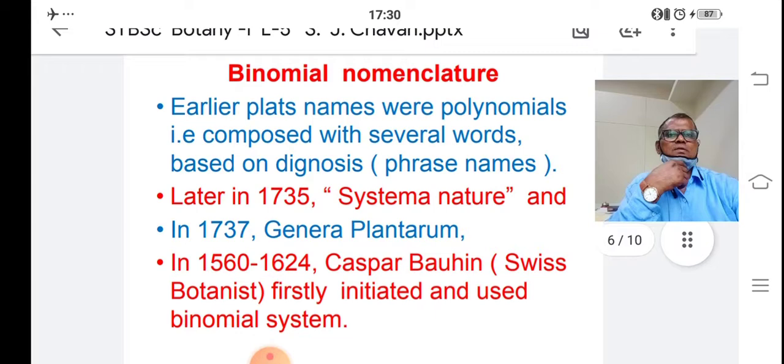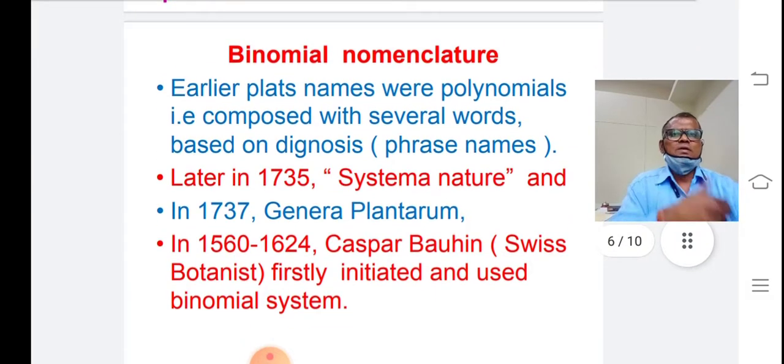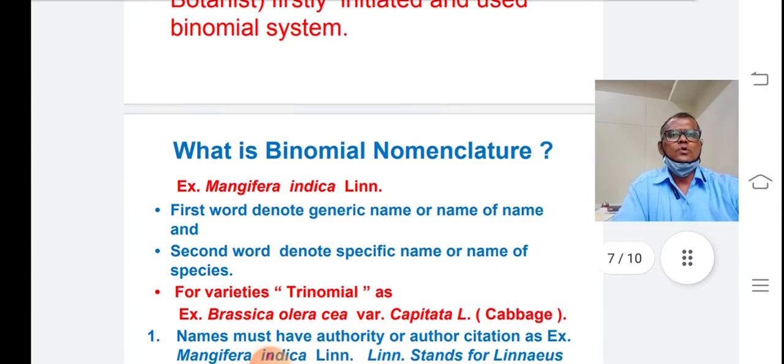But in 1735 Systema Naturae, and in 1737 Genera Plantarum, these two books were written by the scientist. And in 1560 to 1624 there was one authority, Caspar Bauhin, a Swiss botanist, who first initiated and used the binomial nomenclature. Bi means two, so two names are there: the name of the genus and the name of the species.